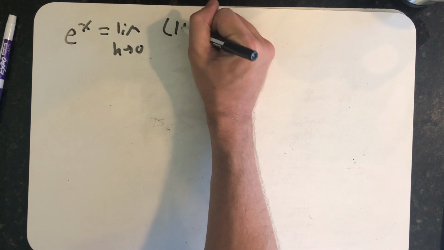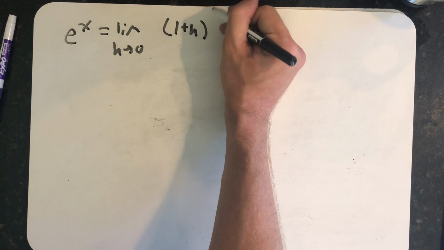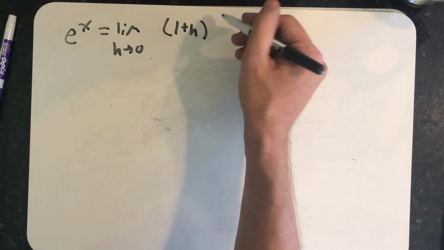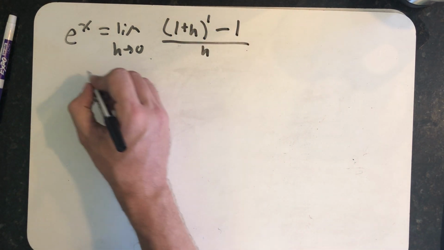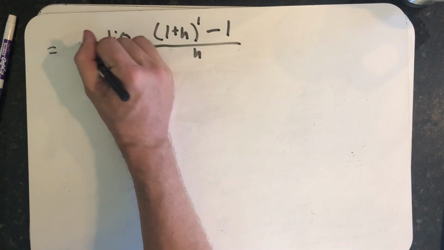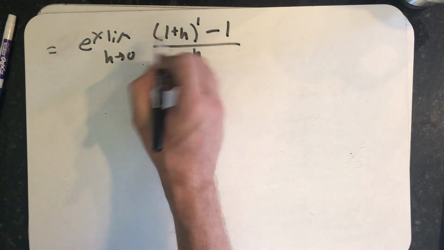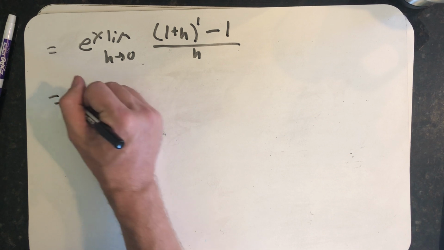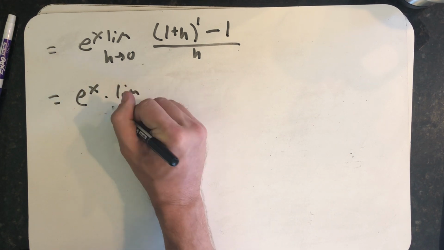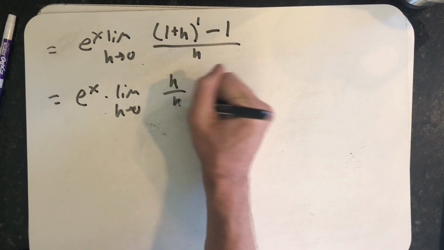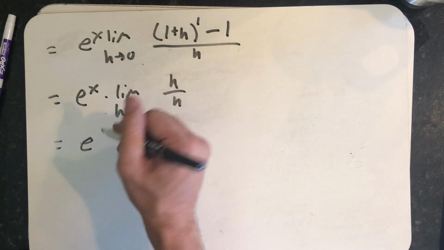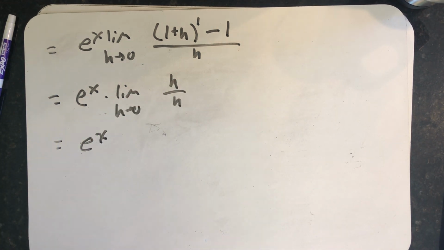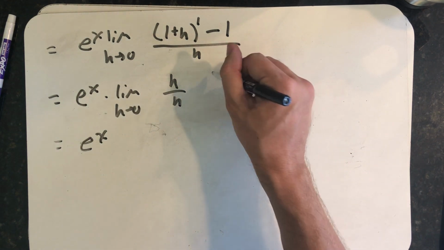So I had (1 plus h) to the 1 over h, to the h. So those, in effect, canceled because h times 1 over h is 1. Minus 1, all over h, equals e to the x times that, right? That's the limit I was working with. All right, on top there, I have 1 plus h minus 1, which will give me an h over h, which is always 1. The limit of a constant is that constant, so I have e to the x times 1, which is e to the x. I found the derivative of e to the x.